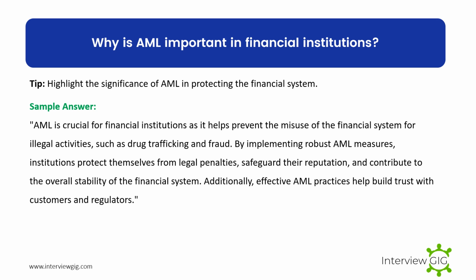Why is AML important in financial institutions? Tip: highlight the significance of AML in protecting the financial system. Sample answer: AML is crucial for financial institutions as it helps prevent the misuse of the financial system for illegal activities, such as drug trafficking and fraud. By implementing robust AML measures, institutions protect themselves from legal penalties, safeguard their reputation, and contribute to the overall stability of the financial system. Additionally, effective AML practices help build trust with customers and regulators.